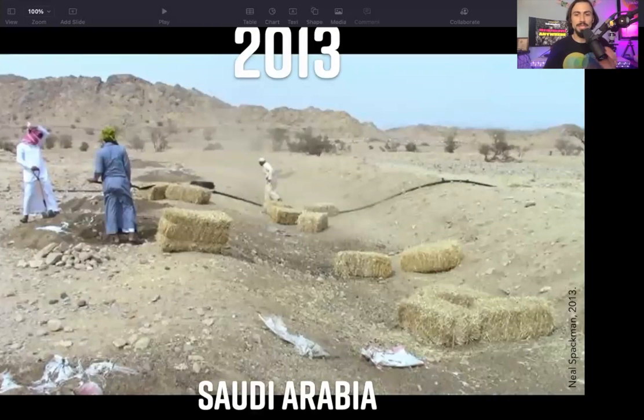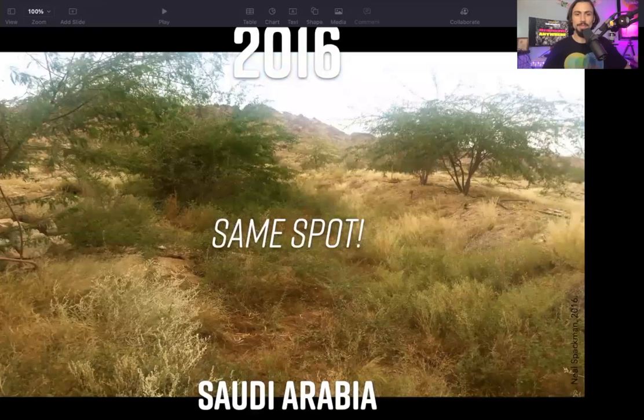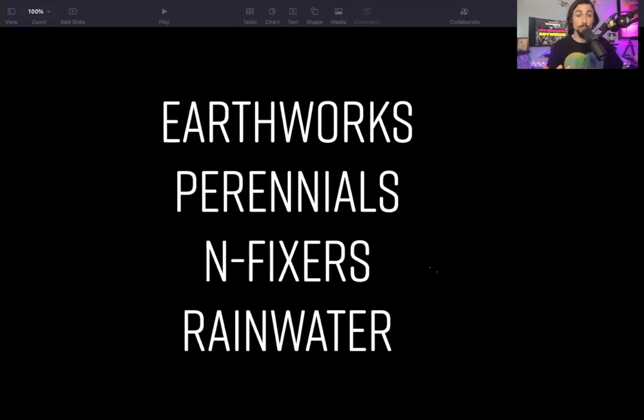In 2013, it was this. 3 years later, it was this. Neil Speckman did a great job here. Initially, Jeff Lawton helped him with the designs. Then Neil refined it with the knowledge from the Regenerative online program, Rex, and the Regenerative in-person event with Darren Doherty. And it was earthworks, perennials, nitrogen fixtures, and rainwater.